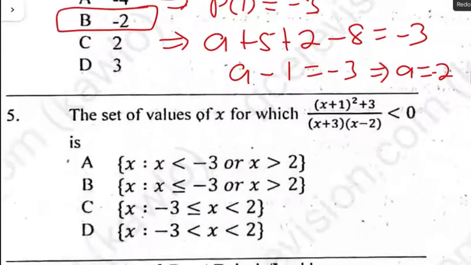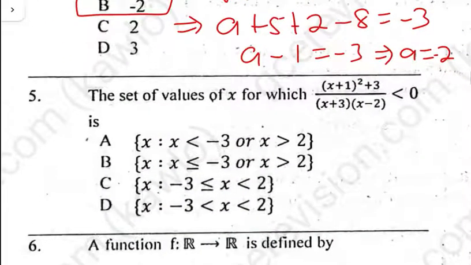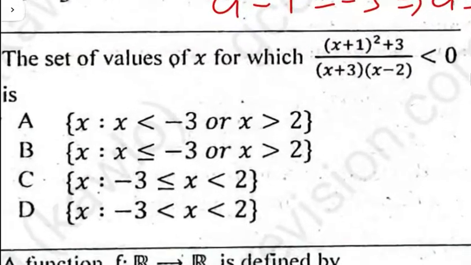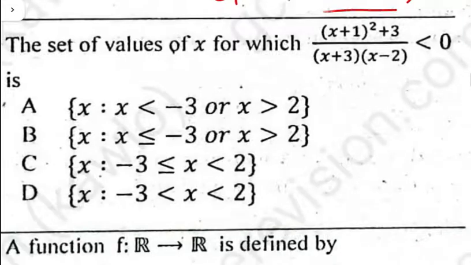Question 5. The set of values of x for which that expression is less than 0 is. So looking at this expression, the numerator x plus 1 squared is always positive, plus 3 will always be positive. So we can just focus on the denominator.